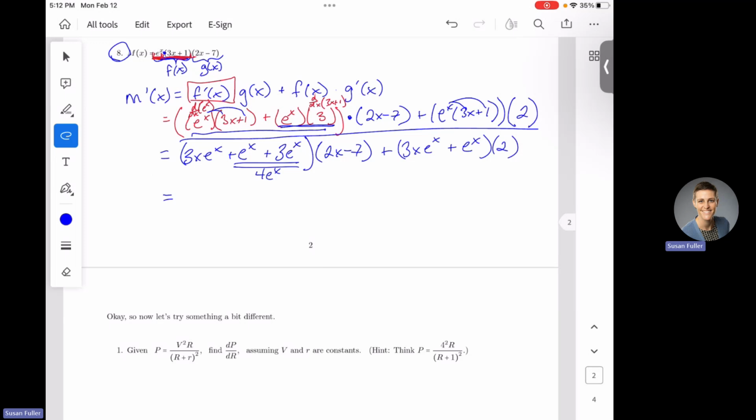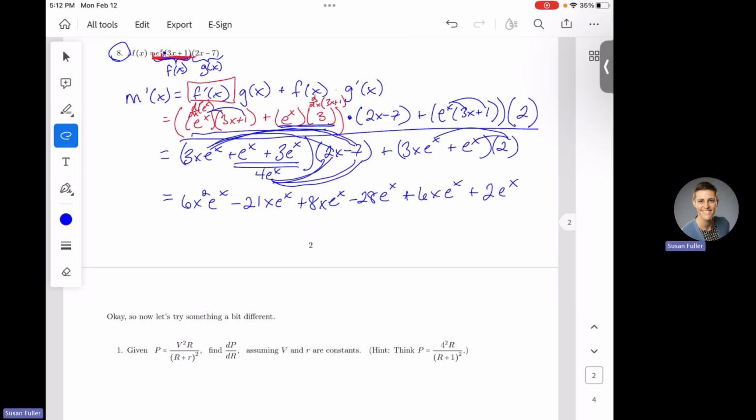Okay, so from now, I'm going to FOIL all of this out, and I can do first, outside, inside, last. And so I'm going to get 6x squared e to the x minus 21x e to the x. That's my first and my outside. And then I'll do my inside, which is going to be plus 8x e to the x. And I'll do the last, which is minus 28 e to the x. And then I can distribute this 2 here. So I'm going to have plus 6x e to the x plus 2 e to the x.